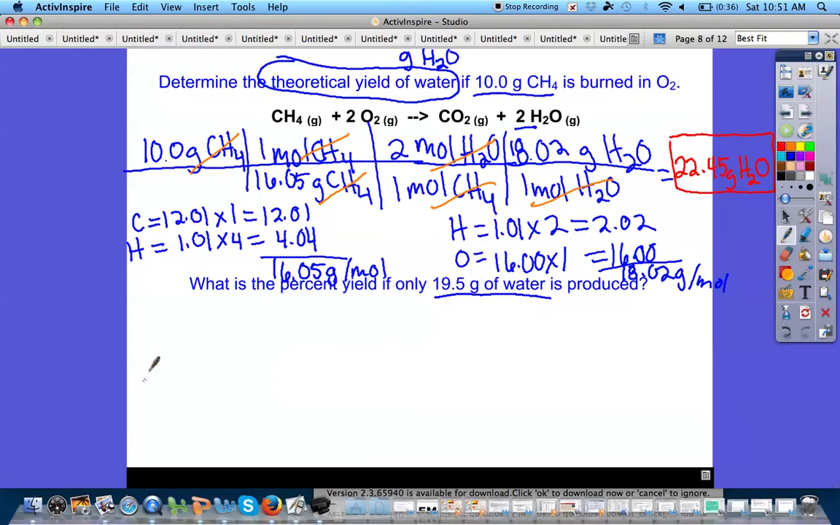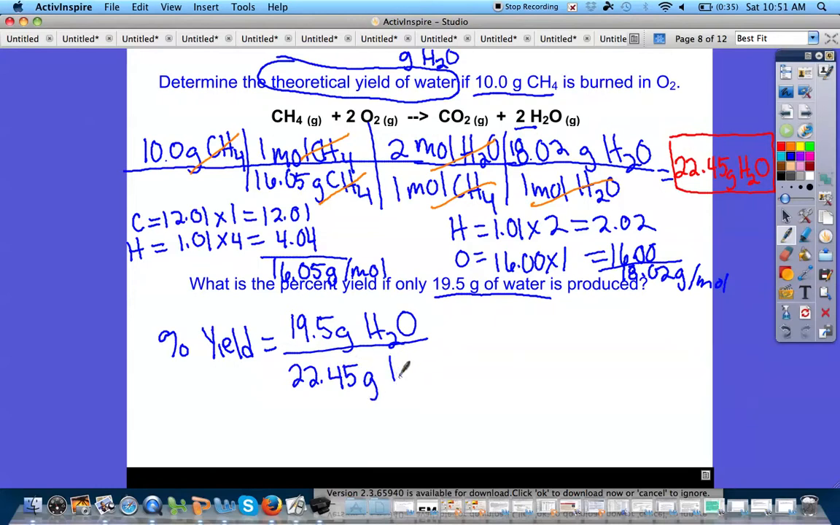So now we want to do the percent yield. So percent yield equals the actual divided by the theoretical. So our actual is the 19.5 grams that was produced, divided by the theoretical that comes from our stoichiometry, which is the 22.45 grams of water. Multiply that by 100. 19.5 divided by 22.45 times 100 is going to give us 86.86%.